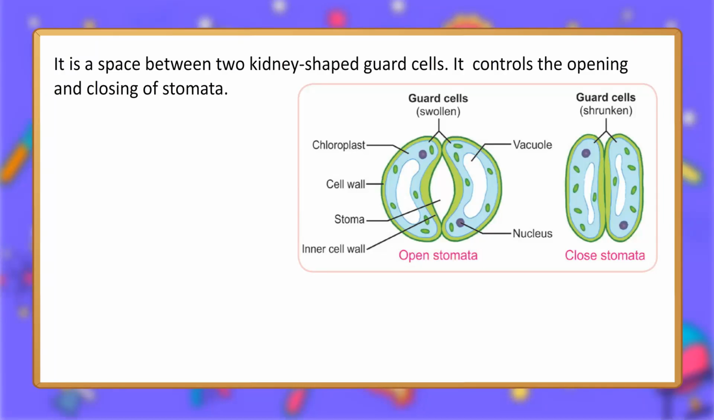Open stomata: guard cells swollen. Chloroplast, vacuole, cell wall, stoma, nucleus, inner cell wall. Closed stomata: guard cells shrunken.